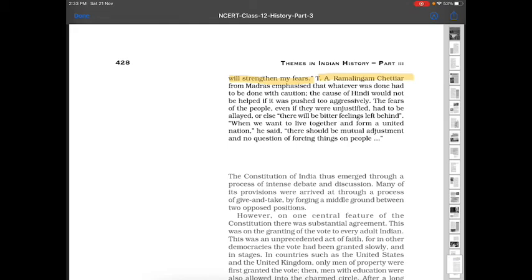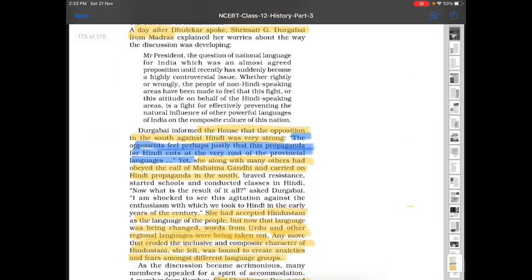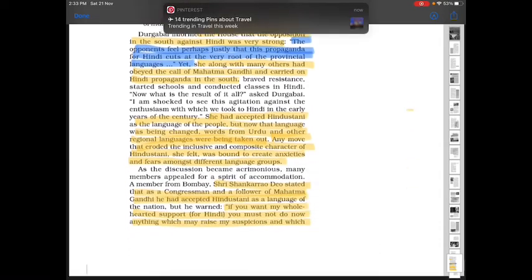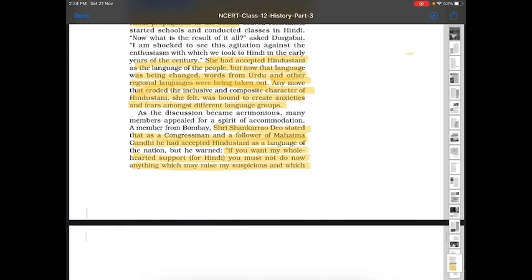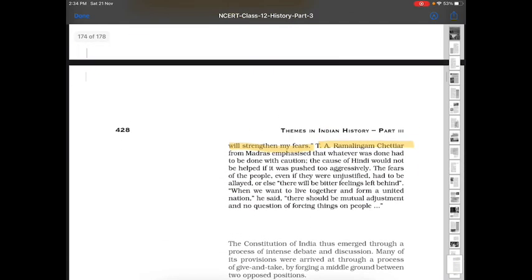So these were the fears of domination highlighted by three leaders. One was Srimati Durga Bai, who was from Madras. Another was from Bombay, and his name was Sri Shankar Rao Deva. And another was also from Madras, T.A. Ramalingam Chettiar. So these are the three leaders who were against the imposition of Hindi as the national language.